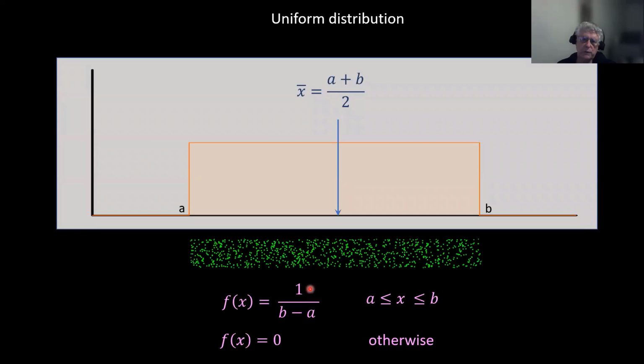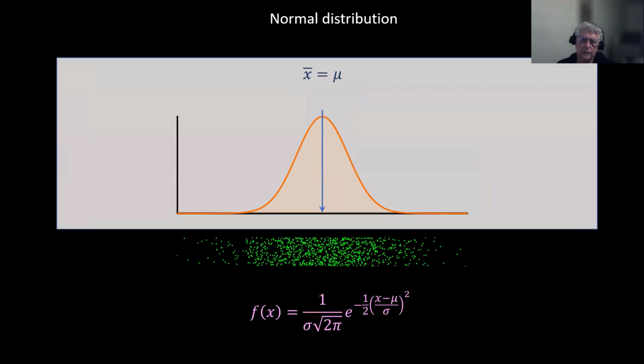So for the uniform distribution, the blue equation tells us the mean. For the normal distribution, there's the mean right at its peak. It's a symmetrical distribution. And the mean is built right into the equation of the probability density function of the normal distribution.